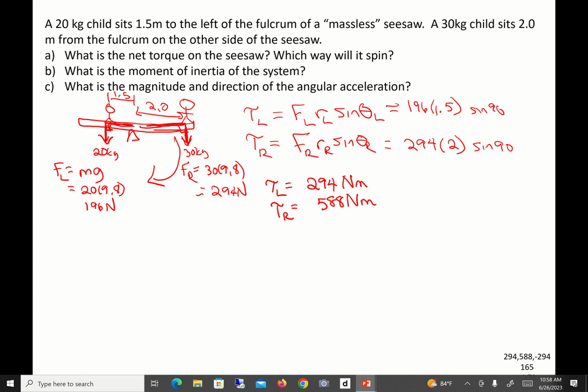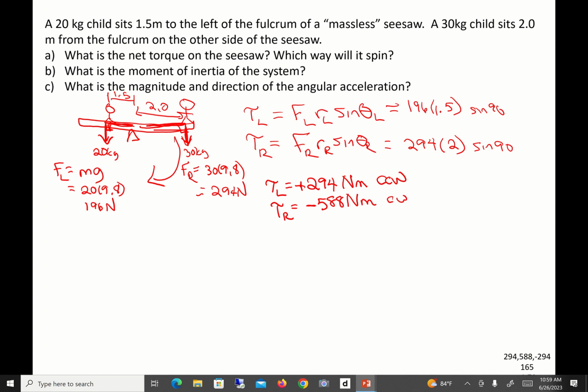Now I have to think about direction. So let's look at the torque on the left. What I usually do is take a pencil and hold it at the fulcrum and pull down or pull up on the side where the force is. If I pull down on the left side of my pencil, that would make it rotate counterclockwise. So the left torque is going to be positive because it's counterclockwise. If I pull down on the right hand side where the heavier kid is, that's going to rotate clockwise, so that's going to be negative.